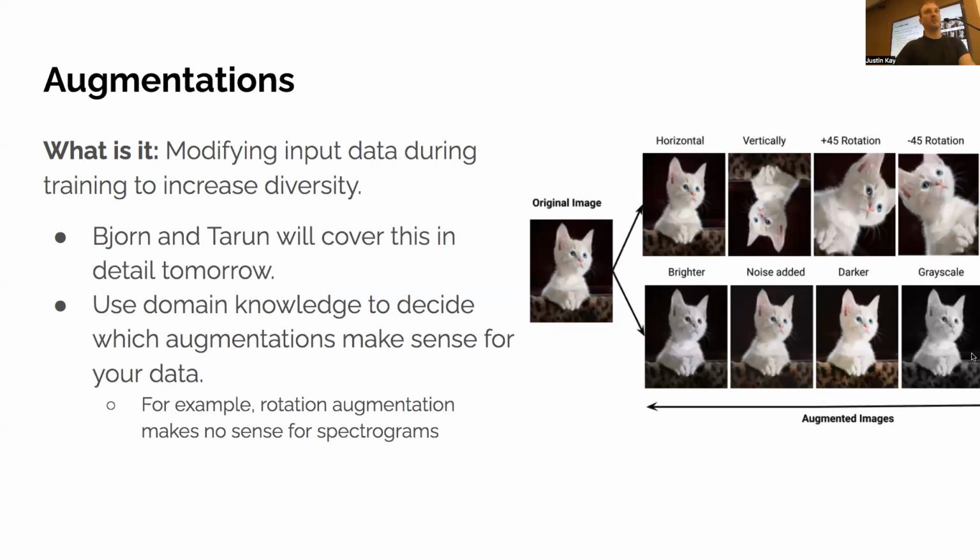Okay, augmentations. Bjorn and Tarun are going to cover this tomorrow. But basically, an augmentation is where you modify your input during training to artificially increase the diversity of your data. In general, to some extent you can throw the kitchen sink at it, but you want to make sure that you're using augmentations that make sense for your data.